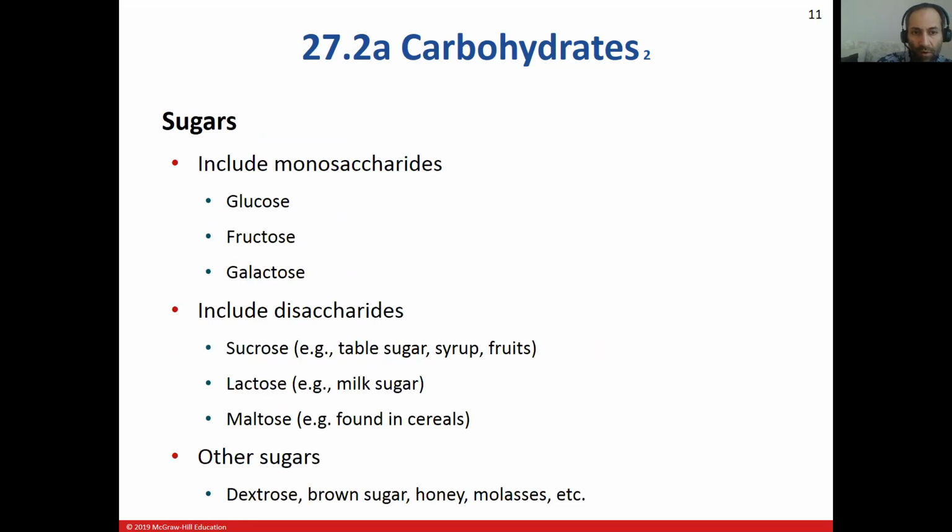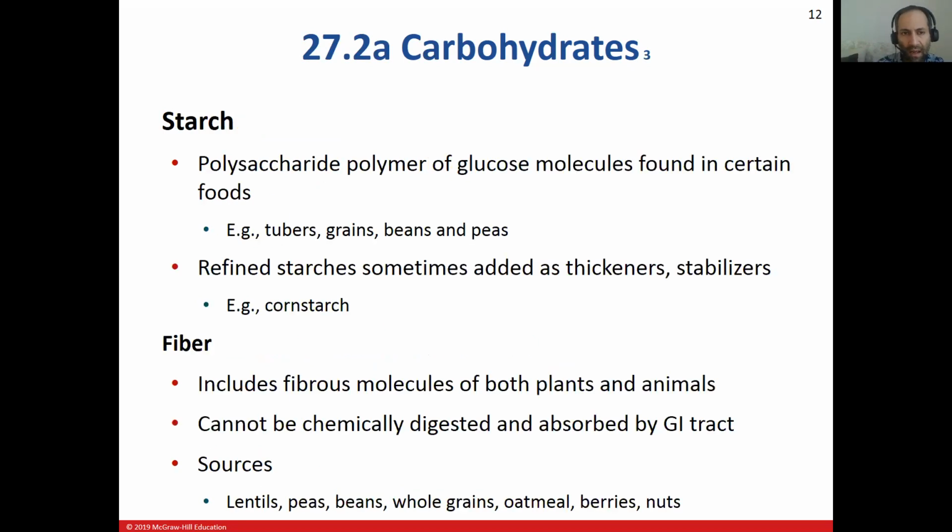All right, so sugars, as we mentioned before, are these. Monosaccharides are those three, disaccharides, and then some others like dextrose, brown sugar, honey, molasses, etc. Those are some other classes. So starch, as I mentioned, is only gained from plant sources, okay? And sometimes we also use starch as thickeners and stabilizers, like cornstarch, for example. Starch is a great source of complex carbohydrate, right?